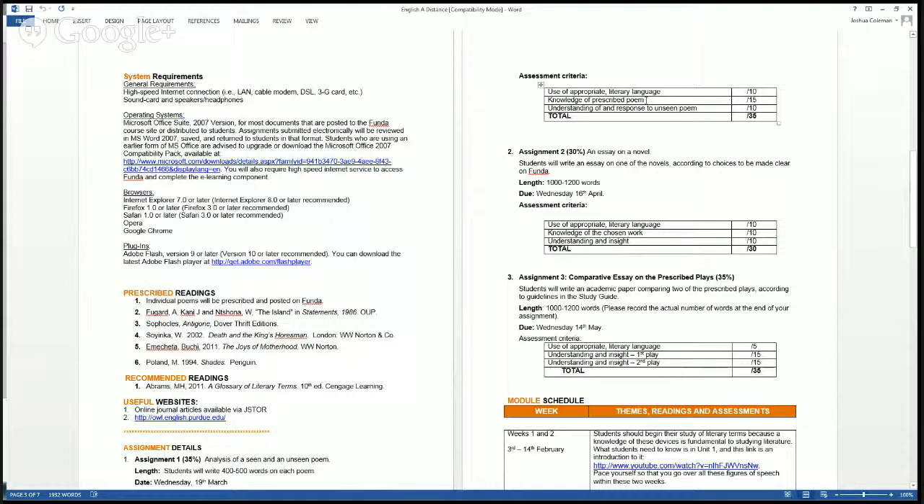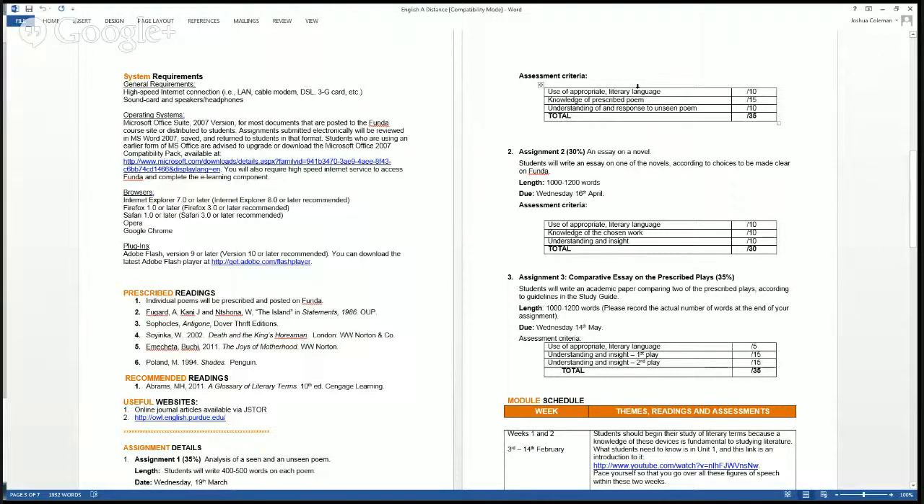and you can respond. So the 35 marks, as you can see, are broken down here, and the biggest bulk of the marks is for your knowledge of the prescribed poem. That's 15 points.